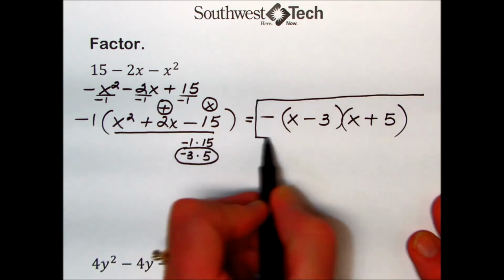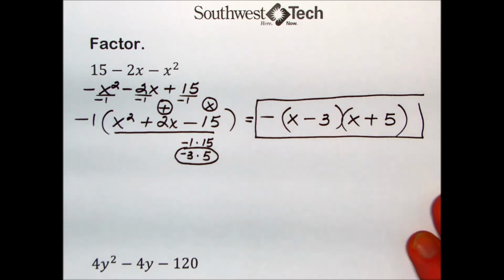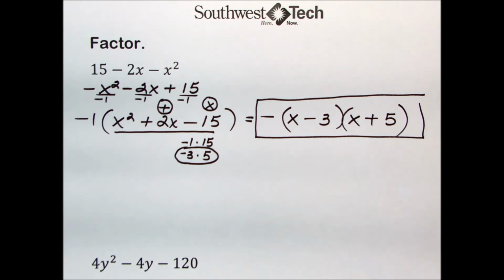So this would be our final answer, including that -1 that we factored out in the first place to get it looking similar to what we are accustomed to as far as factoring. And it makes it much easier.